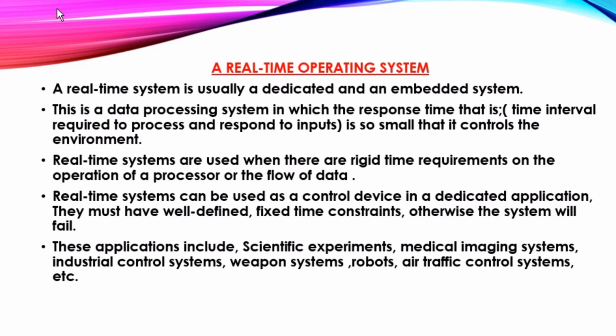Real-time systems are used when there are rigid time requirements on the operation of a processor or the flow of data. Real-time systems can be used as a control device in a dedicated application. They must have well-defined, fixed time constraints. Otherwise, the systems will fail. These applications include scientific experiments, medical imaging systems, industrial control systems, weapon systems, robots, and air traffic control systems.